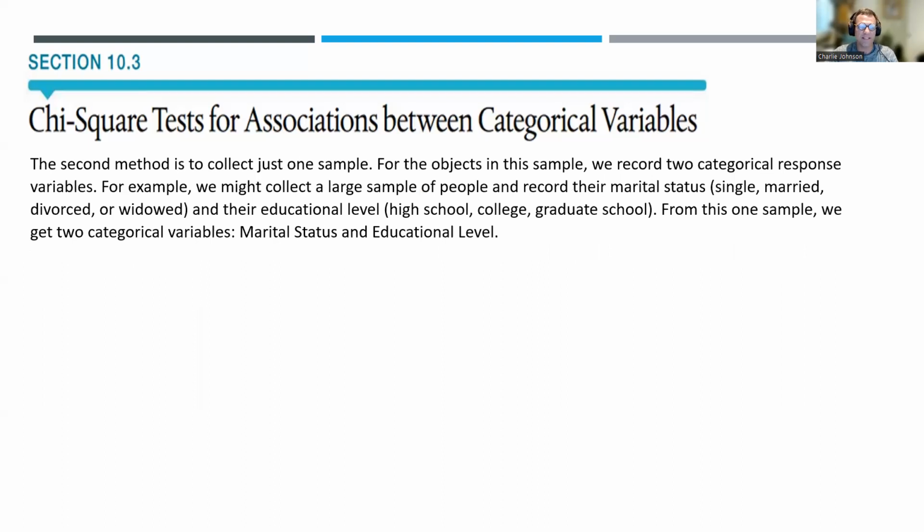The second method is to collect just one sample. For the objects in the sample, we record two categorical response variables. For example, we might collect a large sample of people and record their marital status, single, married, divorced, or widowed, and their education level, high school, college, graduate school. From this one sample, we get two categorical variables, marital status and educational level.